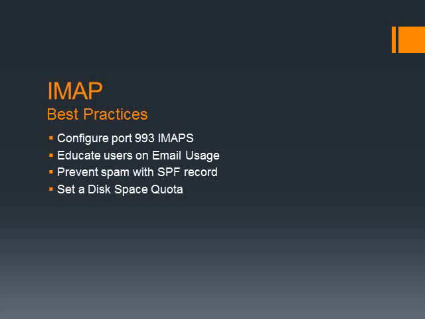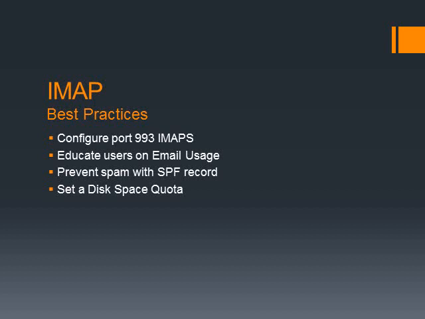So now we're going to talk about IMAP and the best practices for IMAP. First, you want to set up SSL or TLS on port 993 for IMAPS. This is so you can encrypt the data that is being received, and you can read it. And you encrypt data going to the server so no one can pick it up.